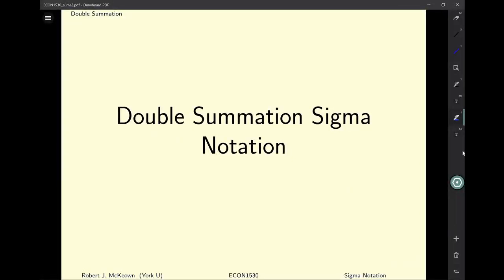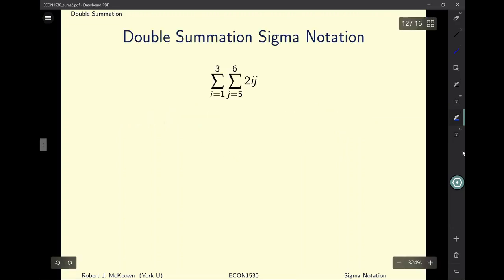Our last topic in this series is about double summation, our double summation sigma notation. This is what it looks like. So we can have more than one sigma. So we've got two indices here. We're going to sum over the index i, starting from 1 and ending at 3. And we're going to sum over the index j, starting at 5 and ending at 6. Over here, we have the mathematical relationship between the index i and the index j.